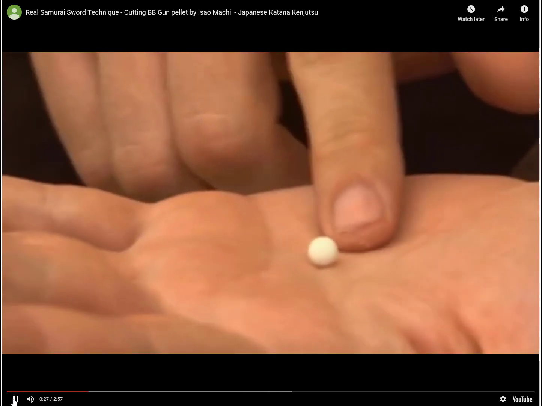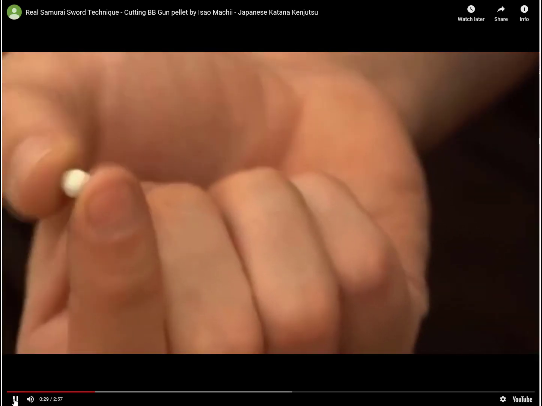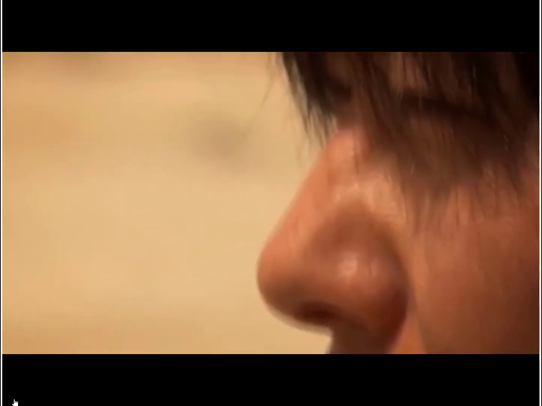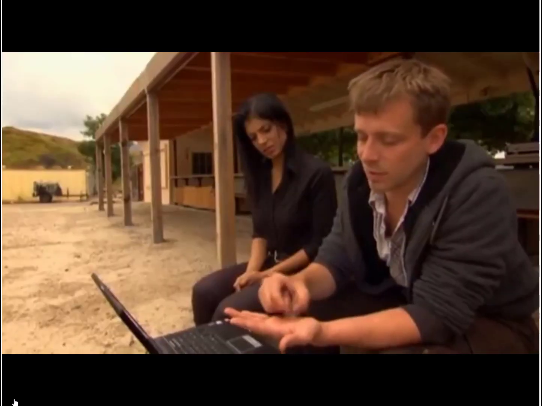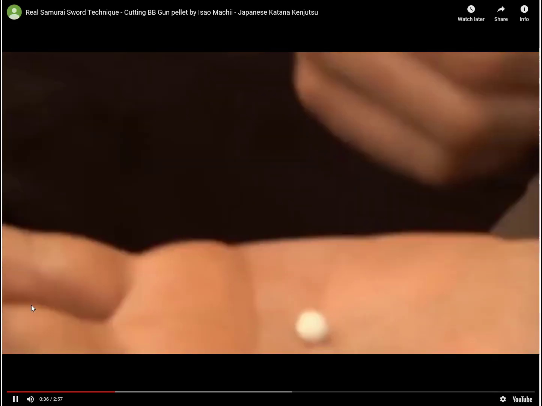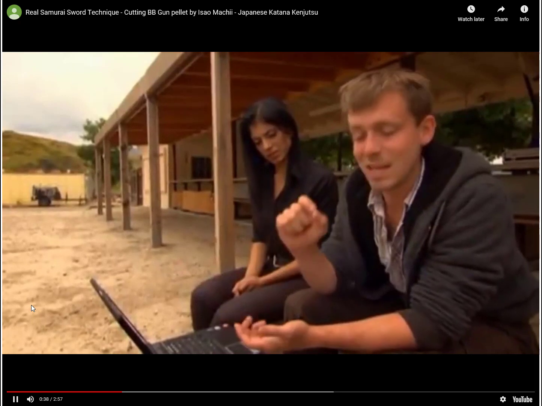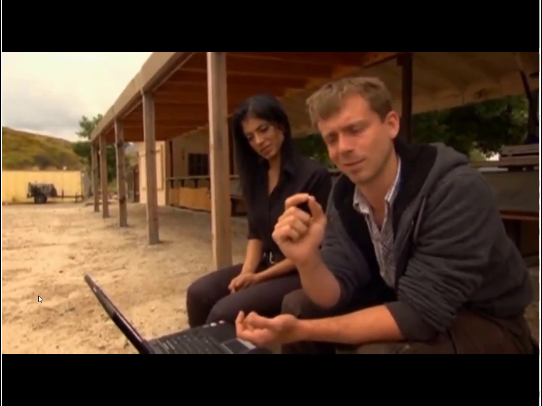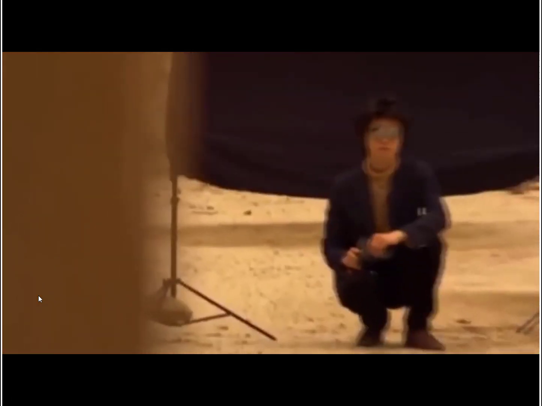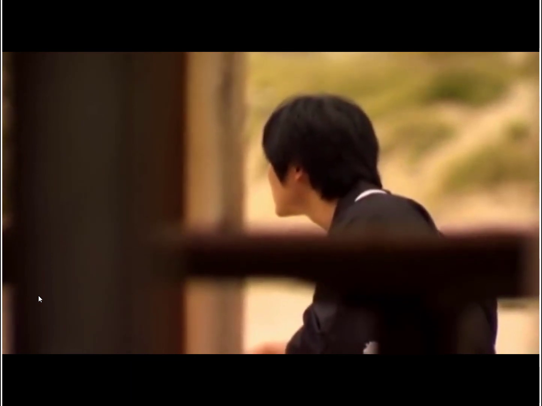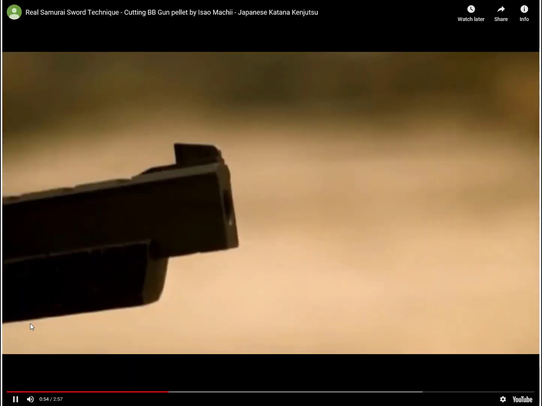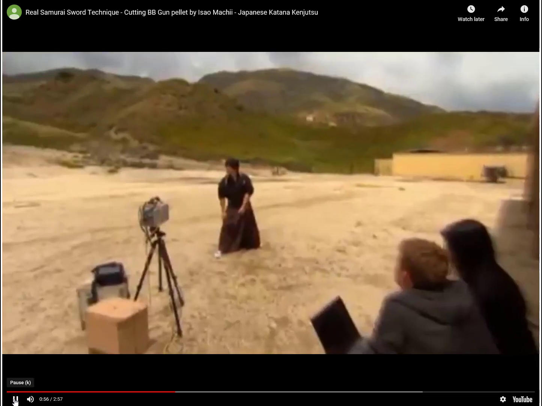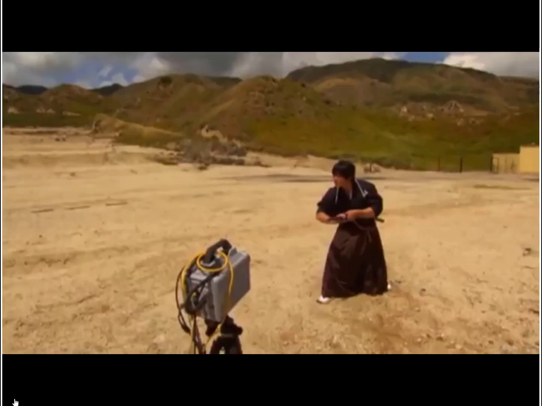This is the size of the pellet Machi-san would try to slice with his sword. I honestly don't believe I could cut this if it was stationary on a chopping block with a chef knife. He's going to do it while it's flying through the air with a samurai sword. Not only is the pellet tiny, over 4,000 times smaller than a baseball, but when it leaves the barrel of the BB gun, it's traveling over 200 miles per hour. A normal person would have no chance of seeing the pellet.